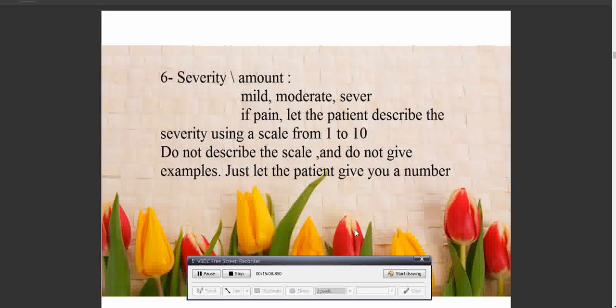Don't try to describe the scale. Just tell them out of 1, out of 5, out of 10. How do you rate your pain?